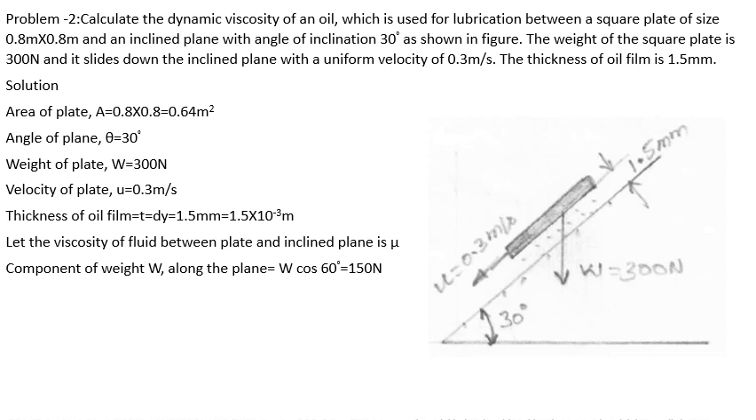The component of weight W along the plane. Initially the weight is acting in the downward direction, that is 300 Newton. Now what is the component of the weight W along the plane? That is equal to W cos 60 degree, equal to 150 Newton.